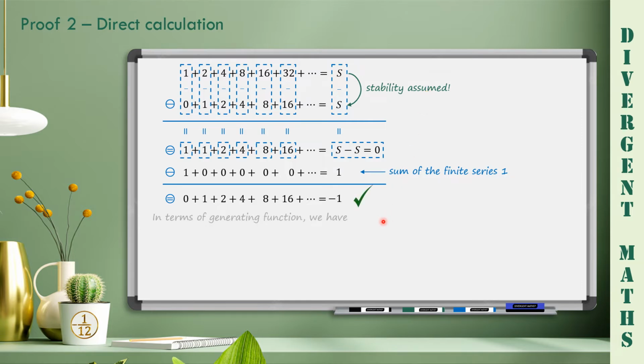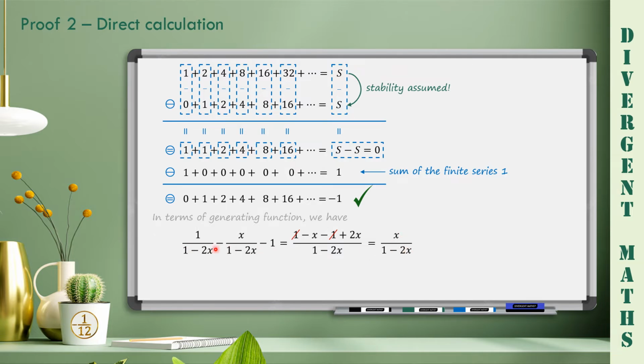So that's good. In terms of generating function, we have the following: 1 over 1 minus 2x minus x over 1 minus 2x minus 1 is equal to, let's do some algebra, 1 minus x minus 1 plus 2x at the numerator over 1 minus 2x. The 1 simplified, 2x minus x become x. So we are left with x over 1 minus 2x.